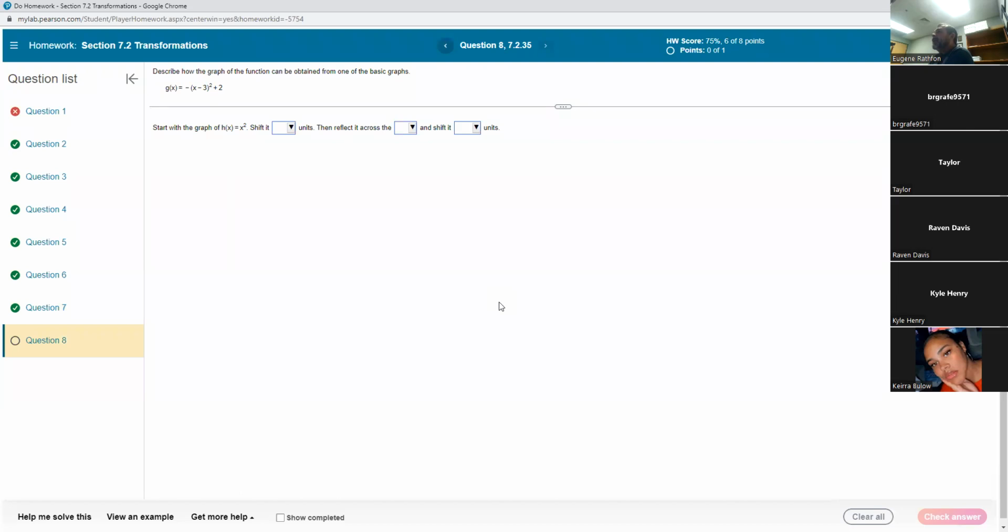All right, number 8. Now this one's tricky on the graph, and you have to graph it. When you're doing the moves, do them in the same order as they're asking them. So they're saying we got negative x minus 3 squared plus 2. So the first move is inside the parentheses. So what did that minus 3 do to my graph?